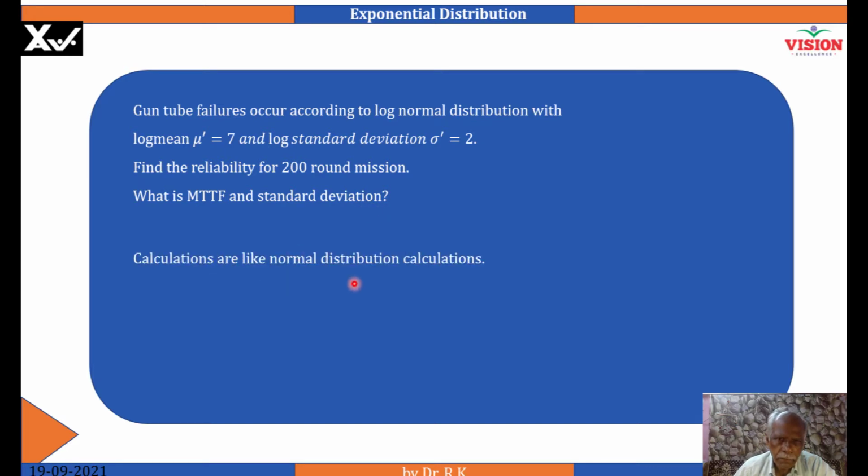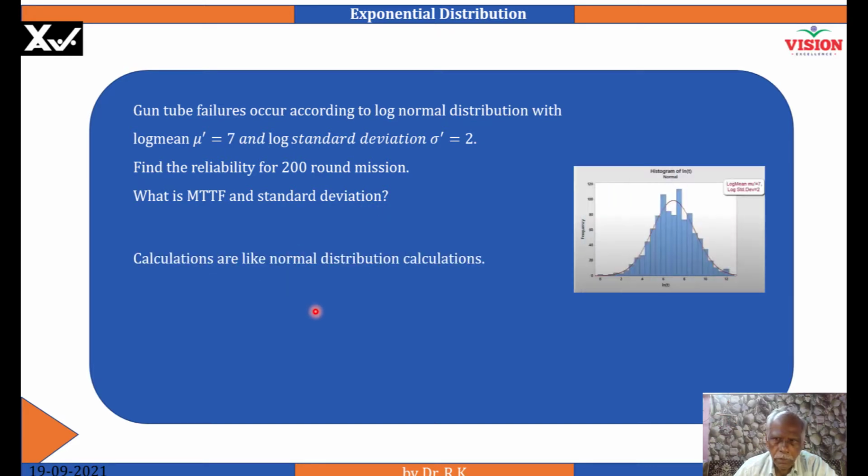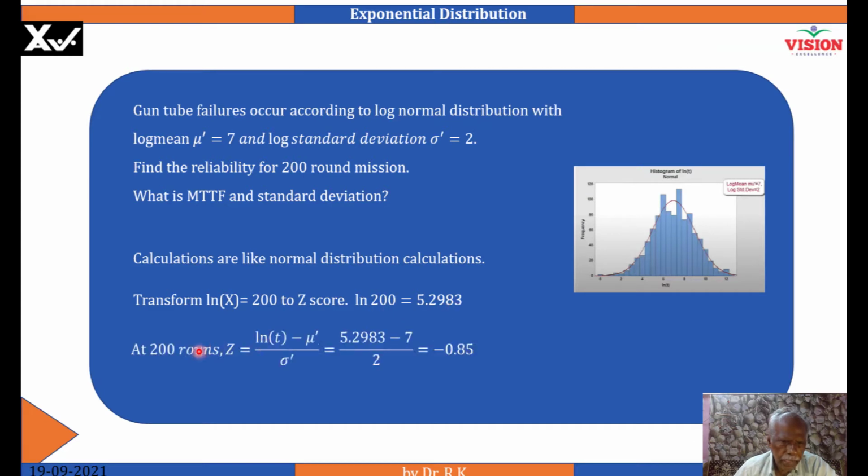Calculations are like normal distribution only, but with log values. And this is a histogram plot for this. And we are using it just like normal distribution. Transform log x 200 to z score. Logarithm of 200 is equal to 5.3. And at 200 rounds, z is equal to logarithm of t minus mu prime divided by sigma prime. This is nothing but log mean and log standard deviation. We have converted the x value to log values, and it is minus 0.85.